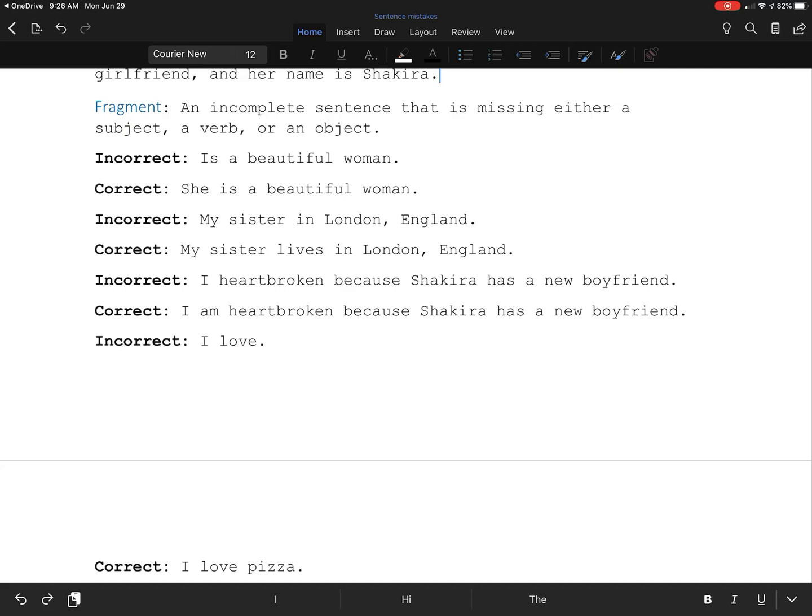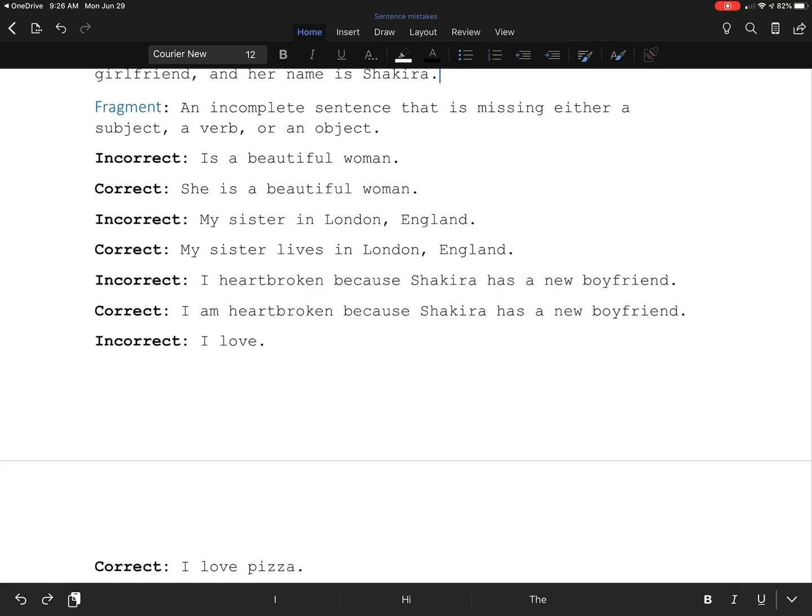My sister in London, England. This one is not correct because we're missing the verb. We need to say, my sister lives in London, England. Maybe my sister works in London, England. My sister travels to London, England. But we need to have some kind of verb in there.